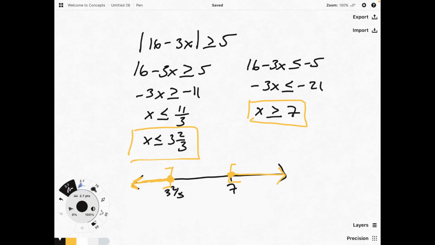If we write this in notation form, we would have negative infinity to 3 2/3, and because we are actually equal to, we use a bracket. We have a union, then we have 7, and we're actually equal to 7, and we're going out to infinity, and so this is how you would solve inequalities that contain absolute values.